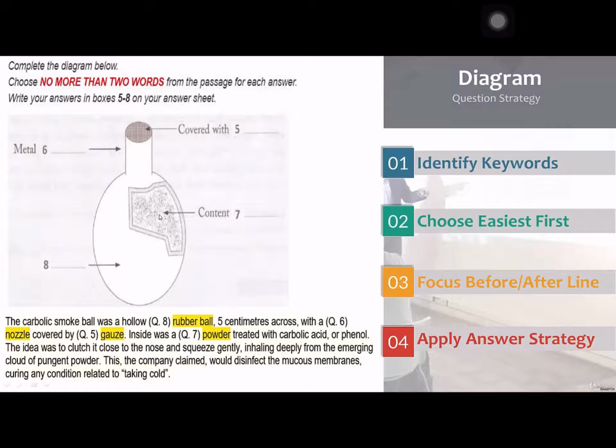So when you're looking at the language of the paragraph, you're looking for what they're saying on the inside. It says inside was powder. So if you look at it, question 8 in the paragraph, we saw question 8, then we saw question 6, then we saw question 5, then question 7. So it wasn't going in exact order, and that can happen when answer choices are bunched up together, okay?